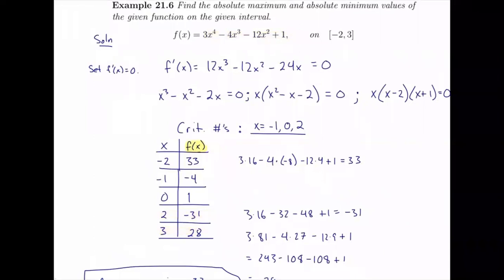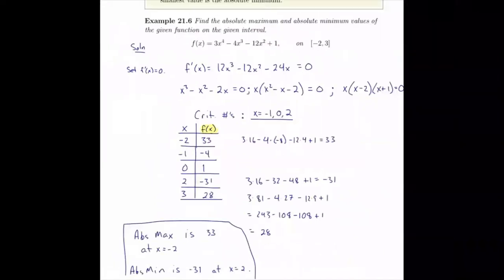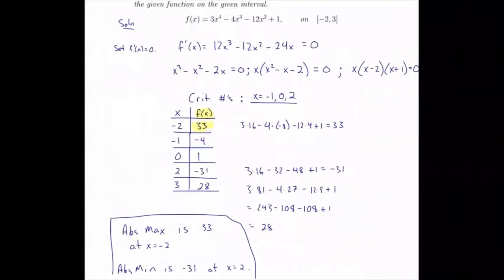Now I go through my list and see what my largest and smallest values are. My largest value is 33. That's my absolute maximum on the interval -2 to 3. It occurs at x equals -2. So the max value is 33, and I get that by choosing x equals -2. Similarly, my smallest value is -31, and that occurs when I plug in x equals 2. When I choose x equals 2, I get the minimum value.